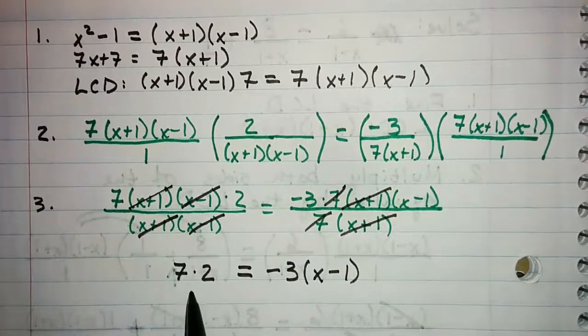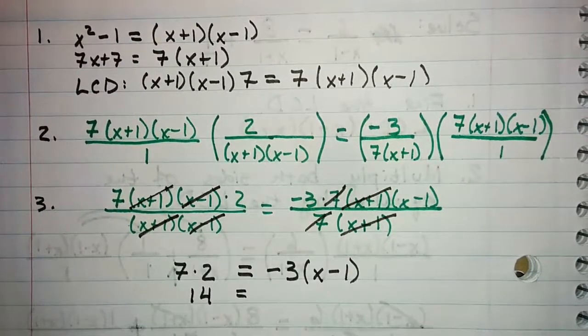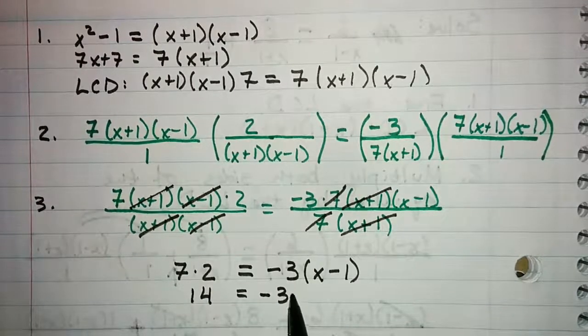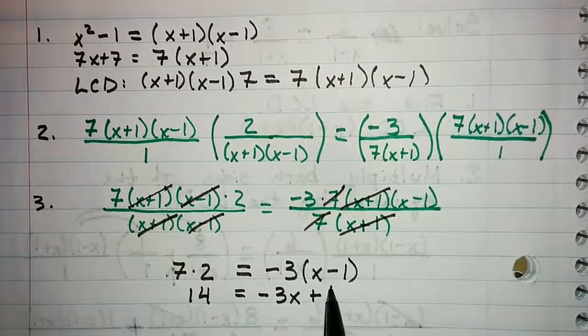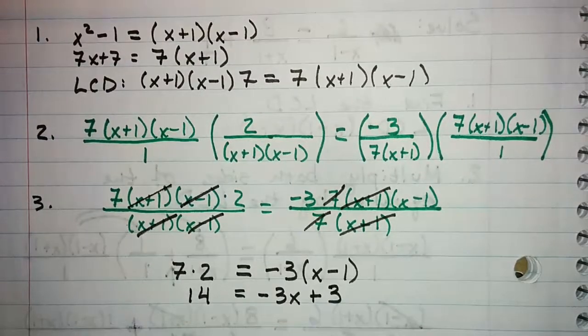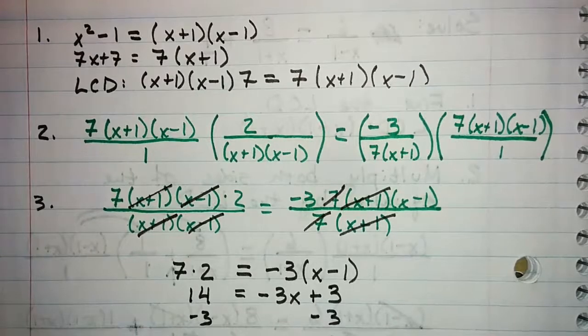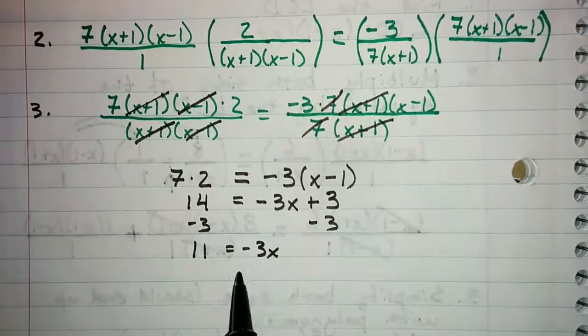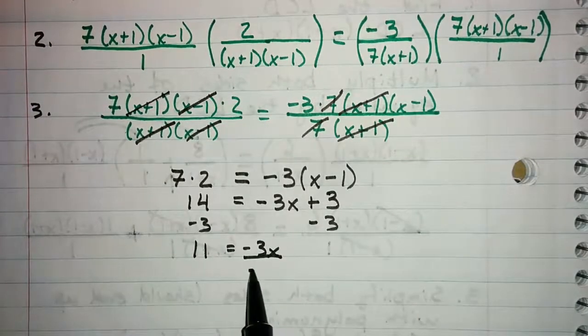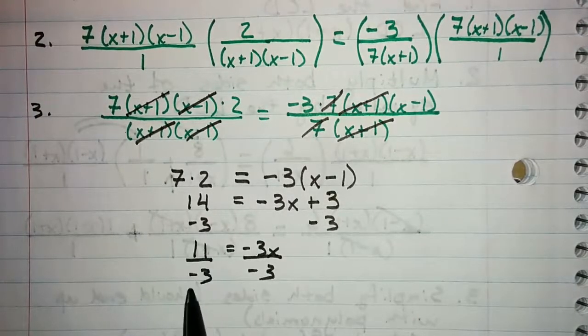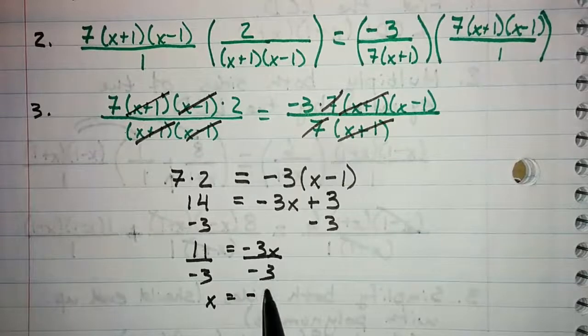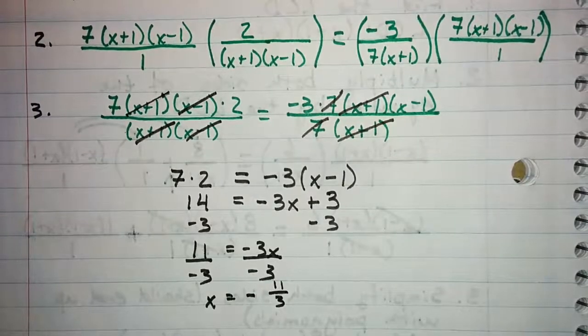This is linear. I get 14 is negative 3x plus 3. Subtracting 3 on both sides, I get 11 is negative 3x. And dividing both sides by negative 3, I'll get x is negative 11 thirds.